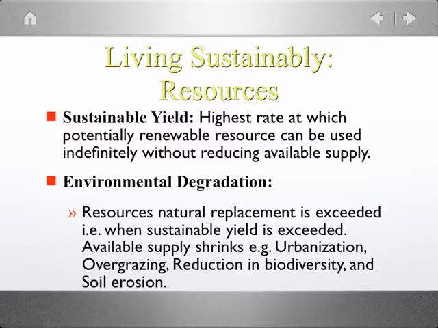So something to consider when we're talking about yield that may actually reduce the yield from certain natural resources is environmental degradation. Resources naturally replace themselves, but when that's exceeded, sustainable yield is exceeded. This happens in the cases of urbanization, overgrazing, reduction in biodiversity, and soil erosion. If you erode soil from one place, you're degrading the Earth's ability at that point to provide those services that we talked about earlier of the soil.